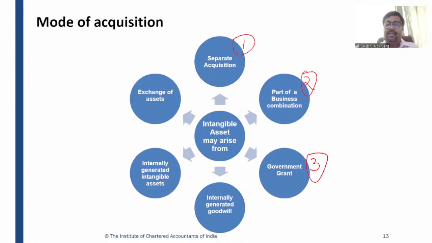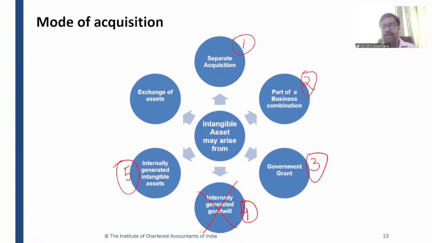The fourth one is internally generated goodwill. Of course, as an agenda we have said this is there, but internally generated goodwill is not going to be capitalized. Internally generated goodwill is prohibited for capitalization. Internally generated intangible asset, we will discuss that.